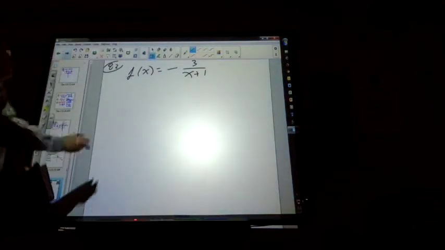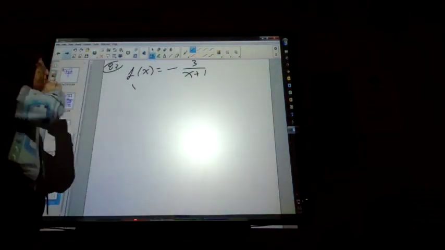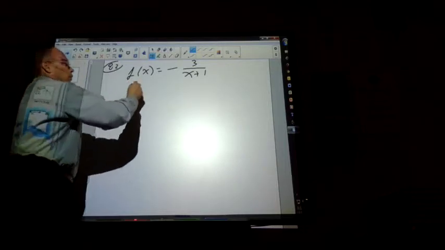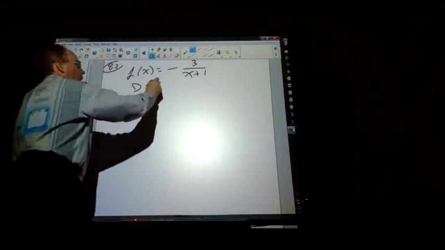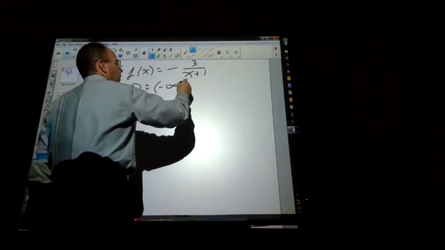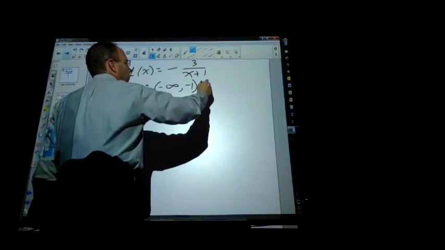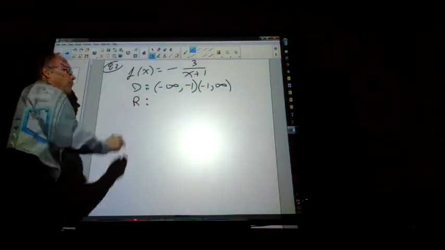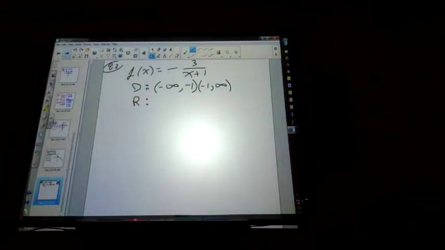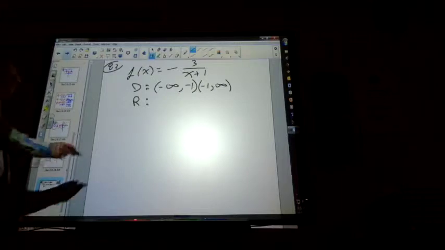Number 82, we have this. What do you think the domain of this would be? Good. Negative infinity to -1, and -1 to infinity. Range, any ideas? Negative to positive infinity, I'd go with.